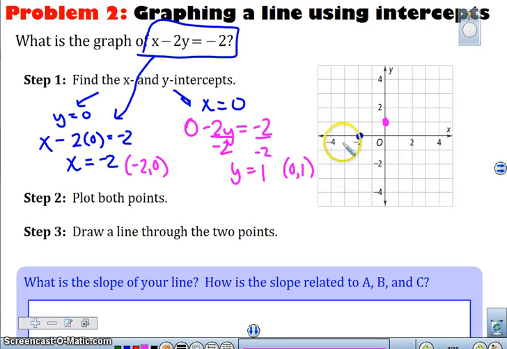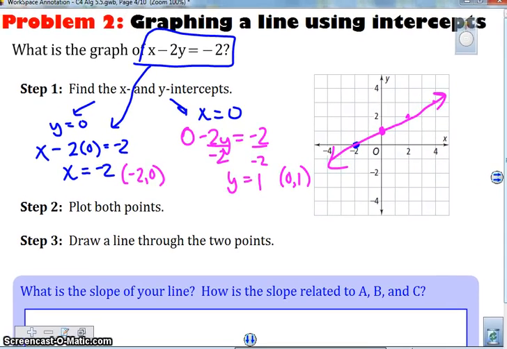Once we have those two points, we can draw our line. We notice that the slope is 1/2, up 1 over 2. We could get more points on our line and connect those with arrows. So we plot the points and then we draw the line.